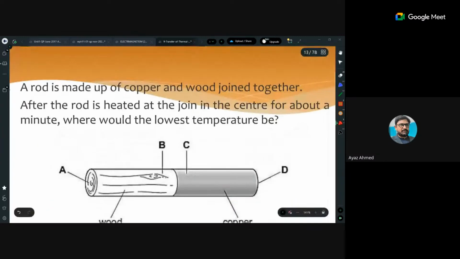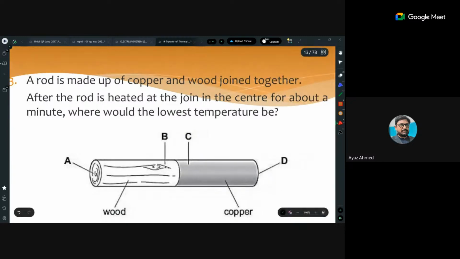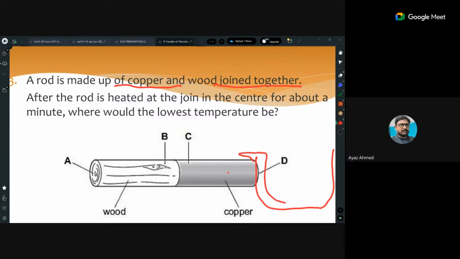This is a question which is basically a very horrible question. That is another test. Yes, Mariam, you were asking how do we test the conductivity. So there are so many ways. A rod made up of copper and wood joined together, just like a utensil handle. If there is a pan attached with that, so we use a wooden handle here. Why? To grip that one. Why? Because the heat is not transferred from metal to the wood.